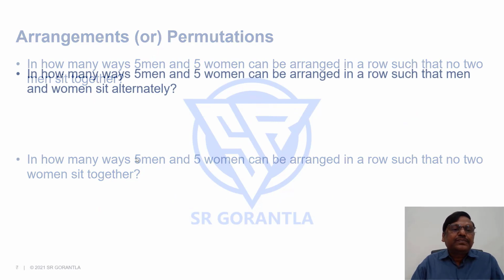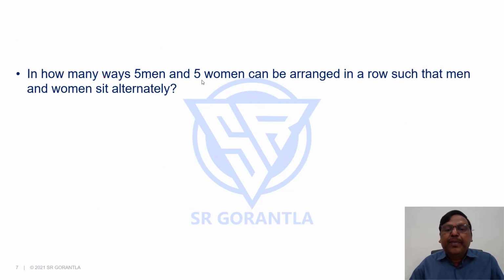Let's take one more. In how many ways can 5 men and 5 women be arranged in a row such that men and women sit alternately? So we have a man followed by a woman, then a man, a woman.